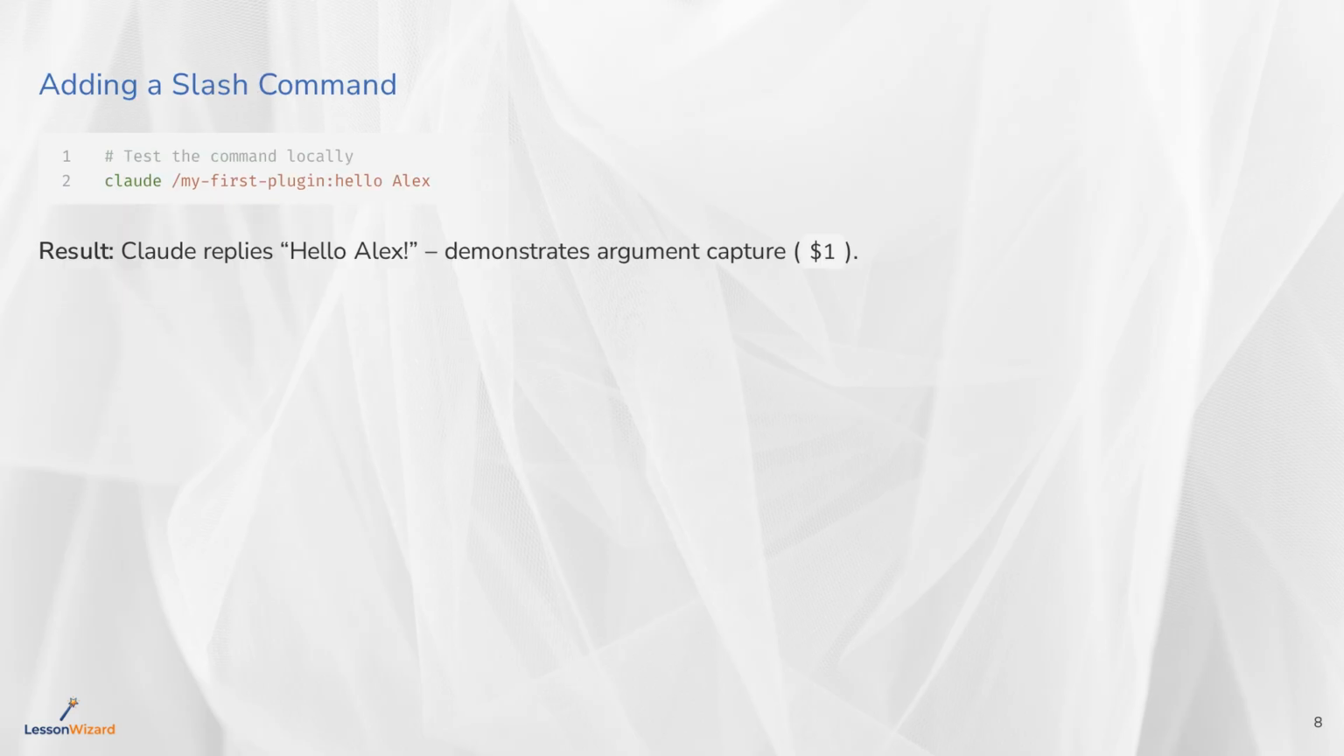/ commands are defined as markdown files inside commands/. After creating the file, you can invoke it using the namespaced syntax. The example shows passing a name argument, which the command can reference via $1. This pattern scales to multiple parameters.